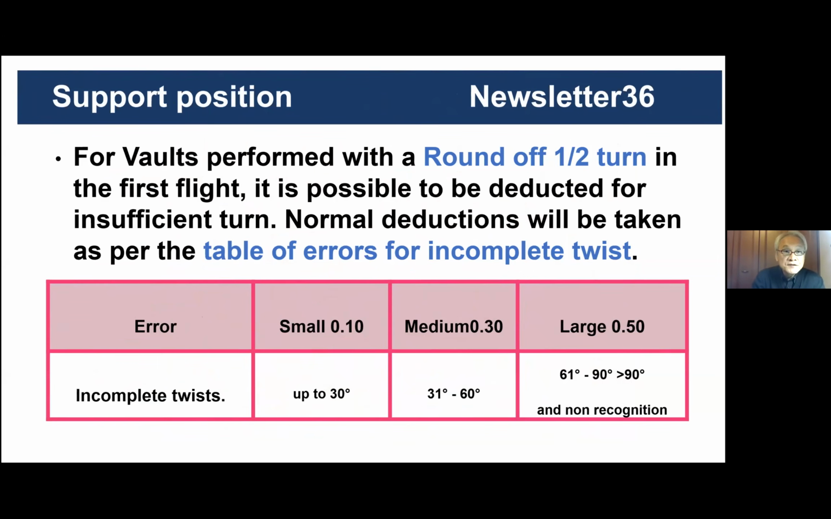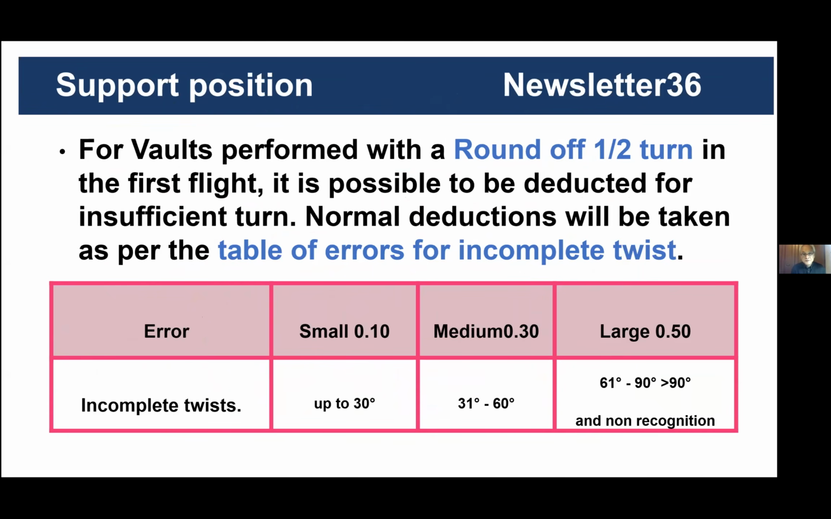About support position, for a vault performed with a round off half turn, the first flight, it's possible to be deducted for insufficient turn. Normal deduction will be taken as per the table of errors for incomplete twists.